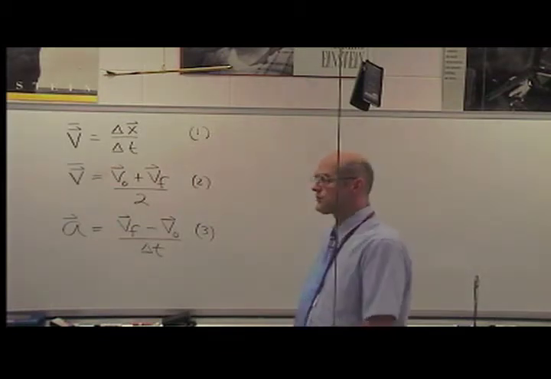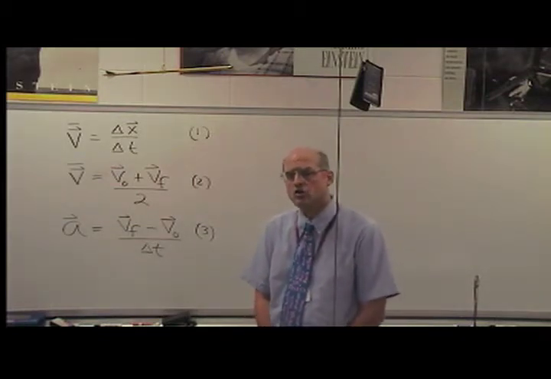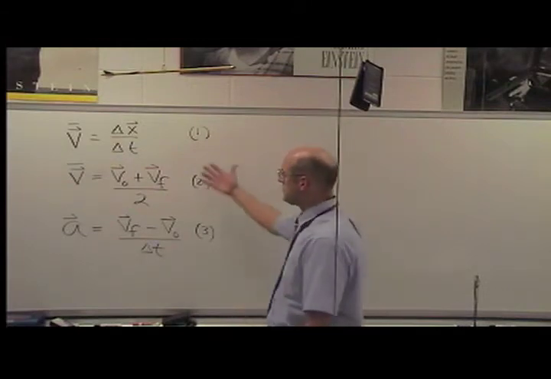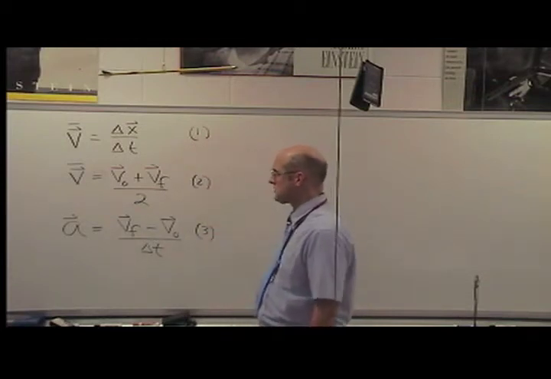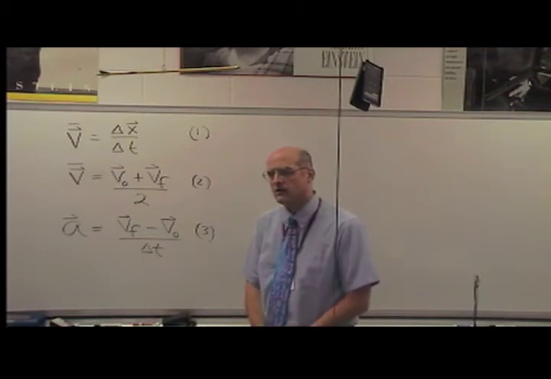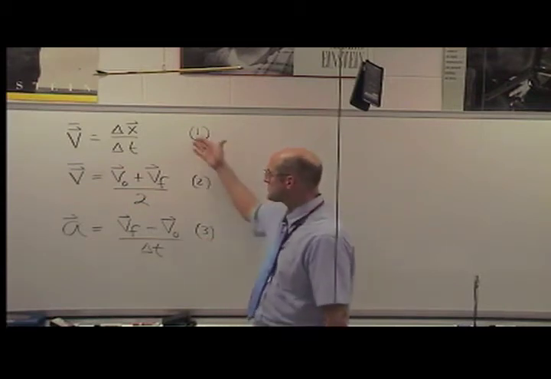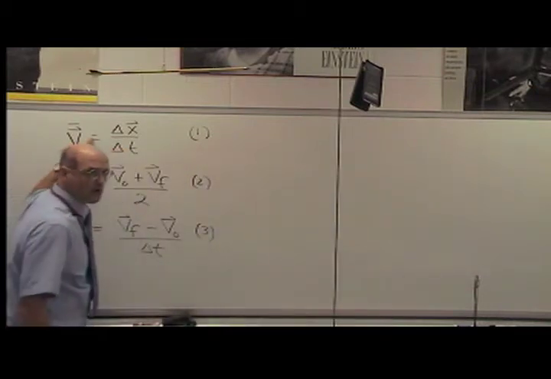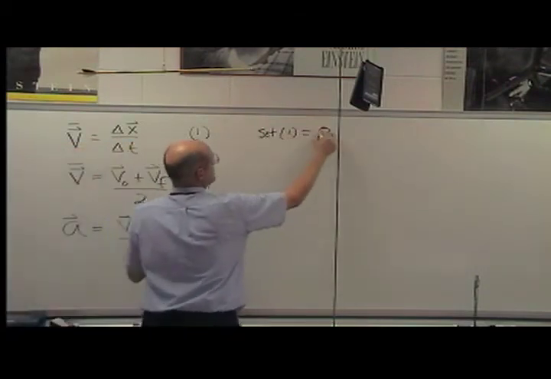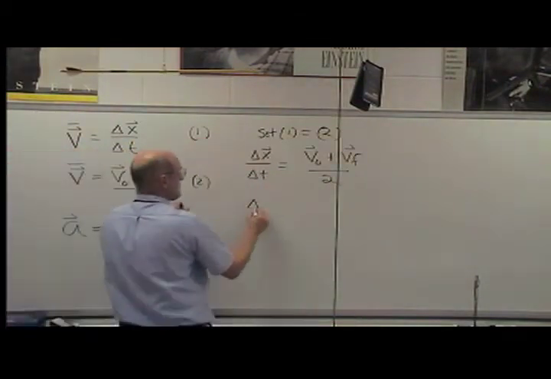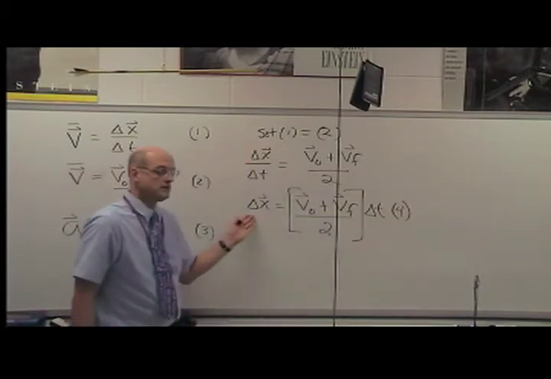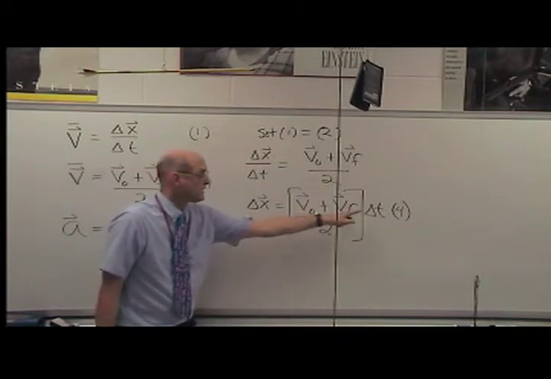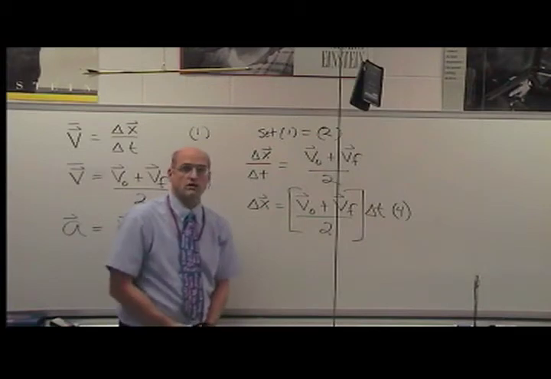Suppose we wanted an equation for the displacement of a moving body in terms of its original velocity, final velocity, and time. So if you look at these 3 equations here, there's no equation that involves original velocity, final velocity, and time. So what we're going to have to do is combine equation 1 and 2. I'm going to set these 2 equations equal to each other. This equation gives us the displacement in terms of the original velocity, final velocity, and time. And that I'm calling equation 4.